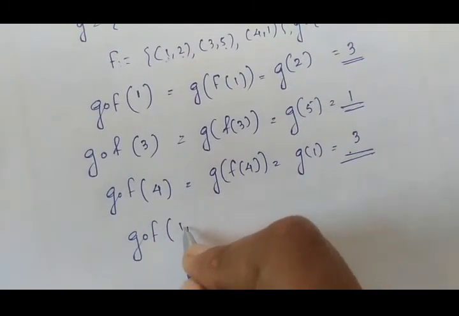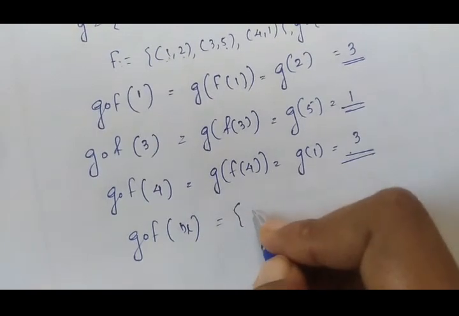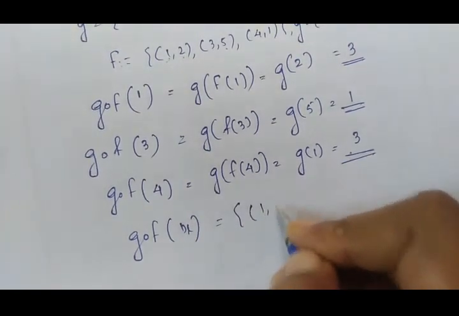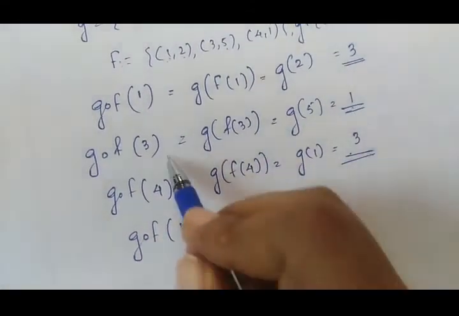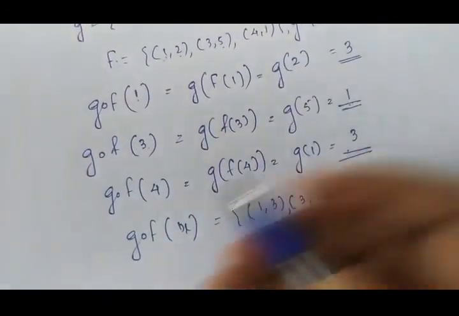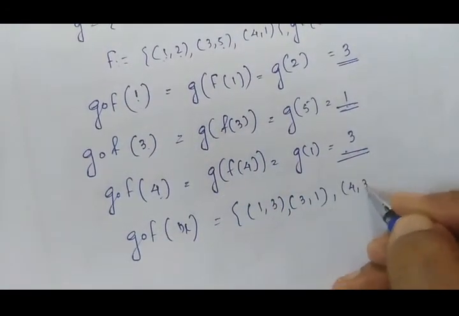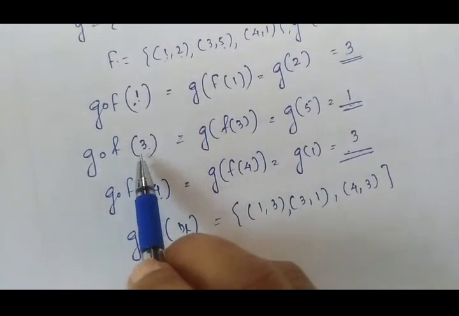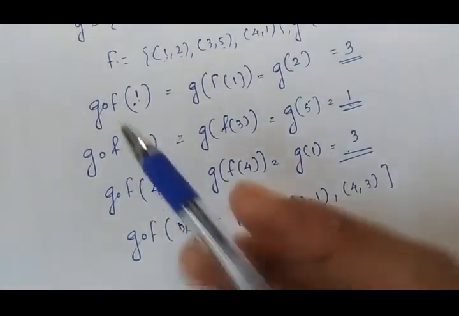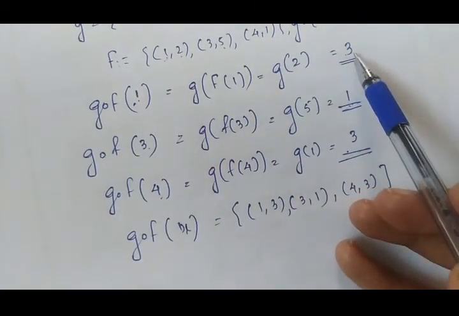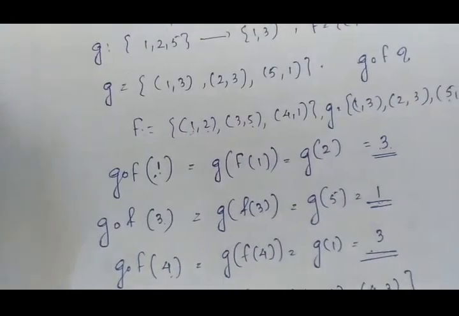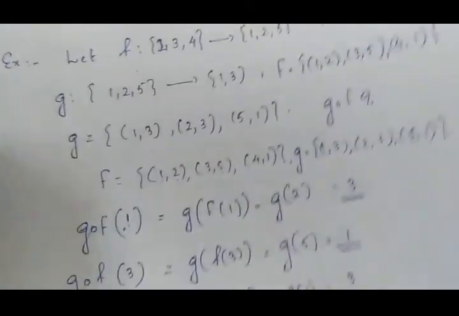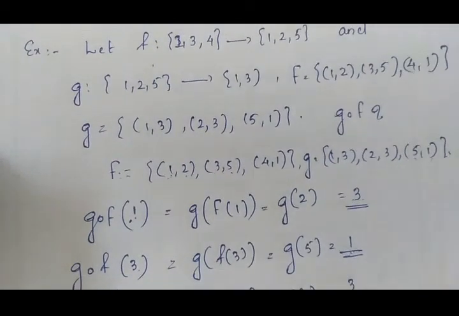Okay, so we can write the set g∘f as {(1, 3), (3, 1), (4, 3)}. For the value 1, the image after composition is 3, for 3 it is 1, and for 4 it is 3. Hope you understand. And once again, it is a function defined from A to C.